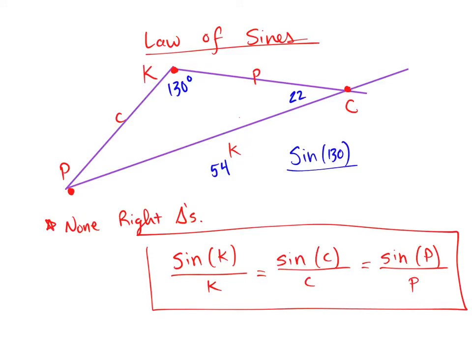130 divided by 54 equals the sine of 22 divided by little c. So that's what I'm trying to show you. This is the law of sines. Here's what it says. Find the angle. Watch this little laser thing now. Find the angle 130. Find its opposite leg. That is this fraction. Then this angle and its opposite leg is equal to this fraction.